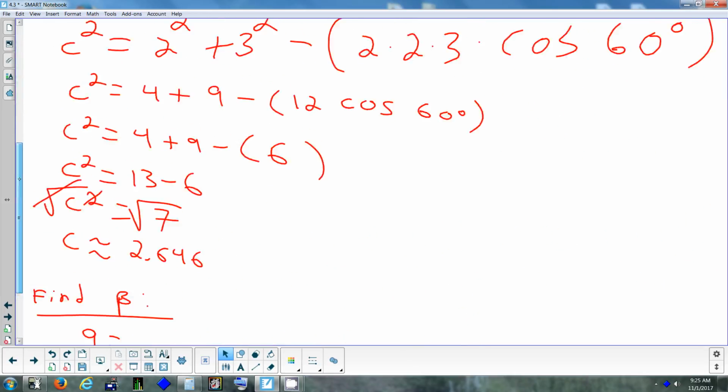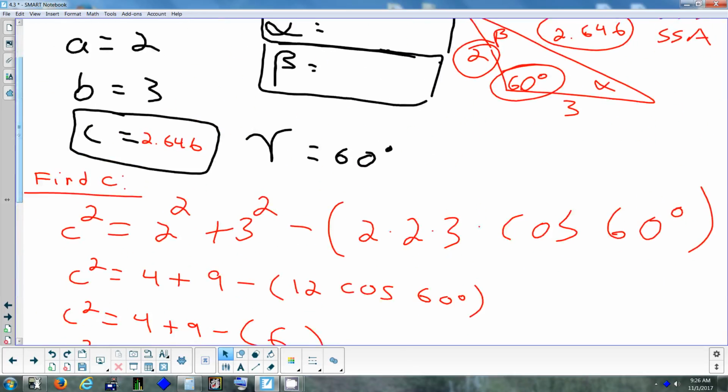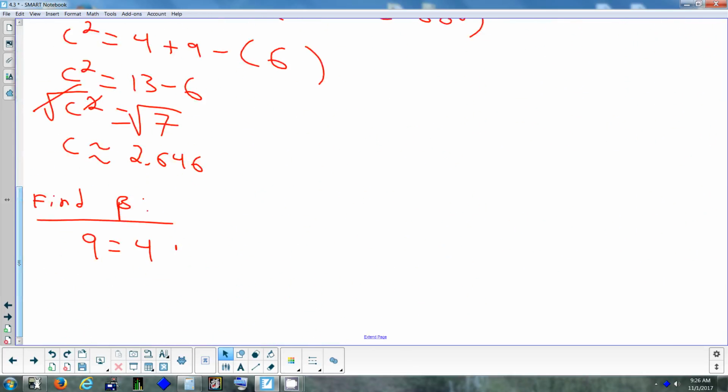B squared equals A squared plus C squared. Okay, let's stop there for a second. A squared plus C squared. Well, A squared is 4. And C squared, well, I have it right there from the last step of the work. C squared is 7. Okay. So don't take 2.646 and square it. You're going to get like 6.999 or something. C squared equaled 7. We just had that up above.